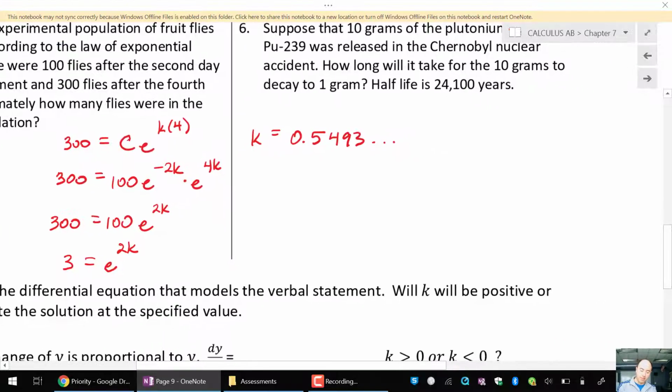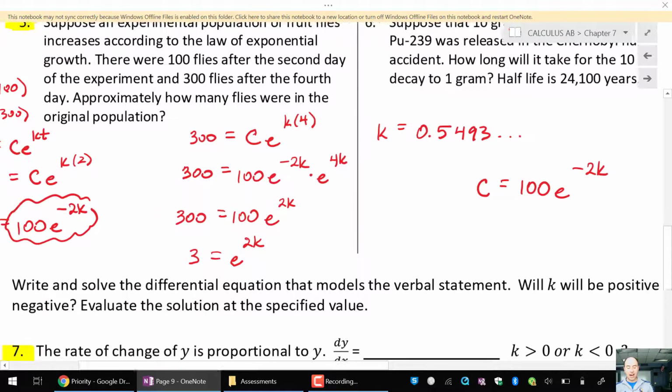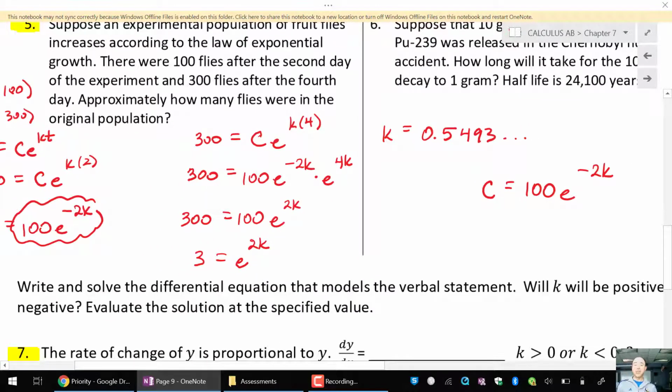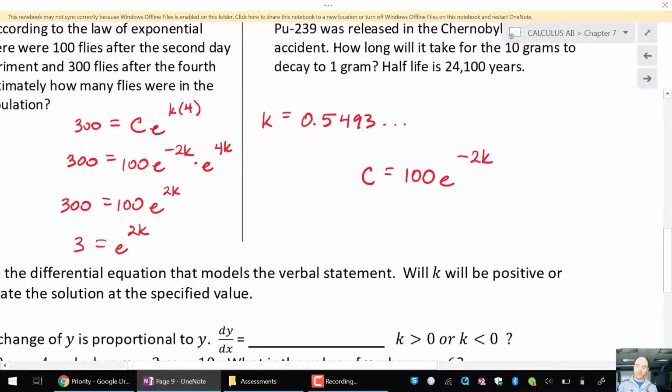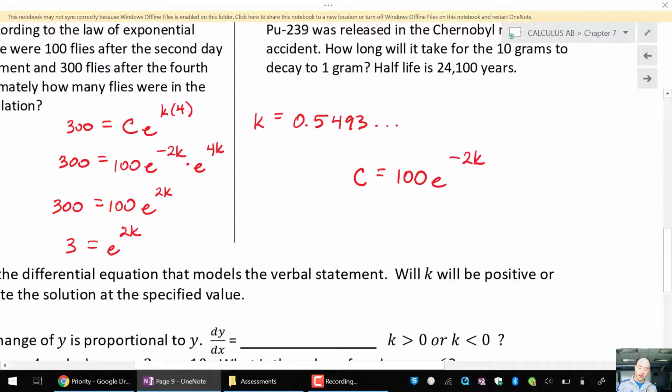Then I can plug that number k in. Let's plug that back in here to my equation for C. What do we say? C is equal to 100 times e to the negative 2 times k. So plug your k value in. The question here says how many fruit flies were there in the original population, and that would be basically your capital C value. So compute this on the calculator. With your k value plugged in, we should get around 33. If I round to the nearest whole number, we should get around 33 fruit flies for that starting amount.